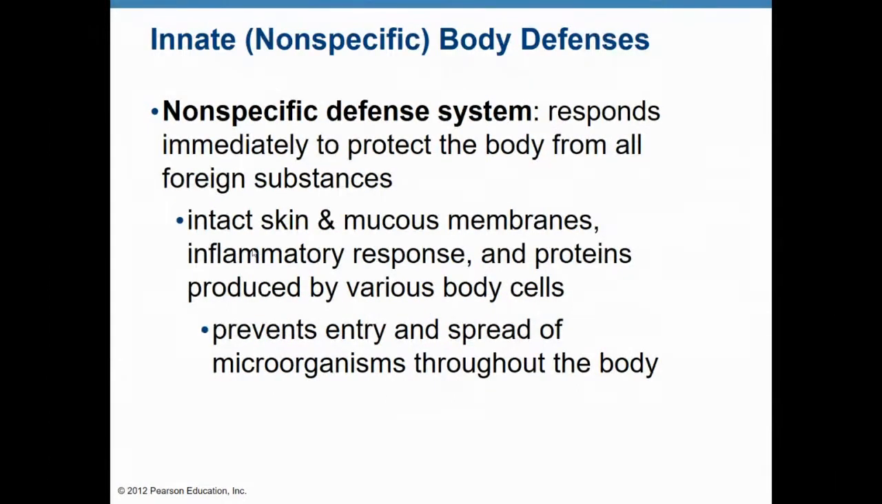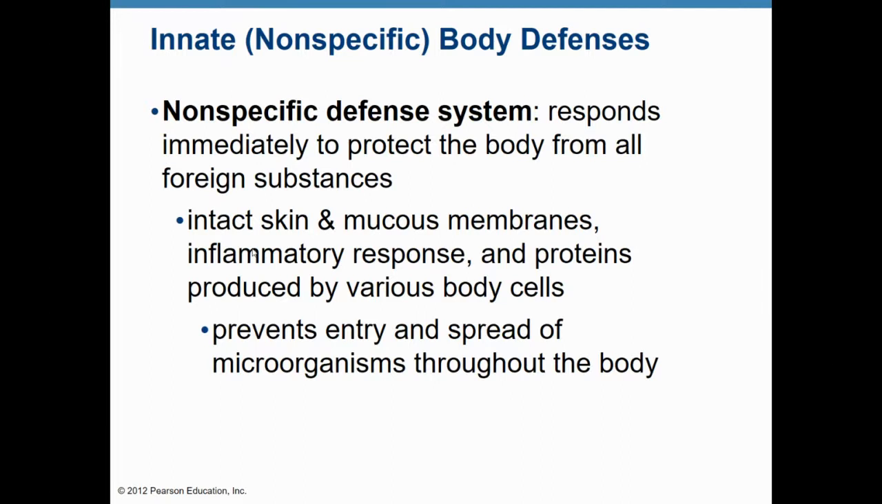So let's go over our innate or non-specific body defenses first. The non-specific defense system is going to respond immediately to protect the body from all foreign substances. We have our first line of defense, which is intact skin and mucous membranes. Then we have inflammation, antimicrobial proteins, and our phagocytic cells. The non-specific defense system's main job is to prevent entry and spread of microorganisms throughout the body.